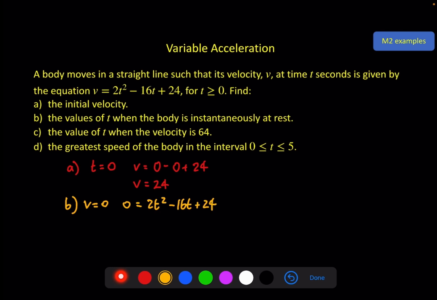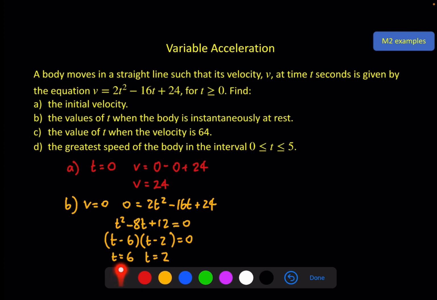If I divide everything by 2, I get t squared minus 8t plus 12. I think we can factorize that. We can have minus 6 and minus 2. So t is equal to 6 seconds, and t is equal to 2 seconds.